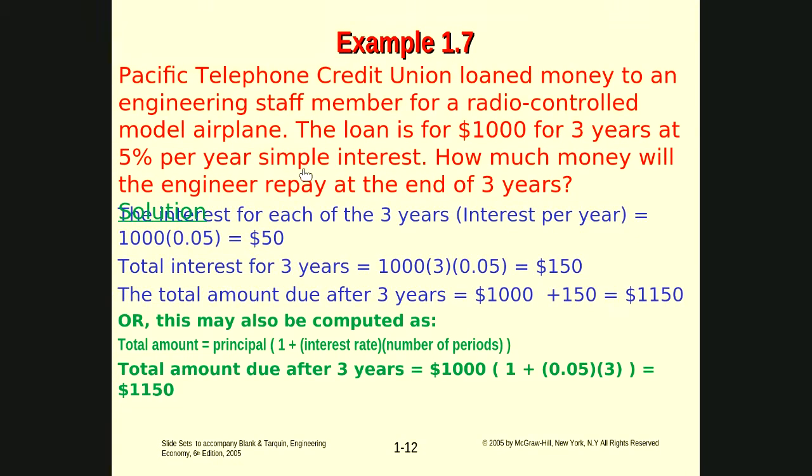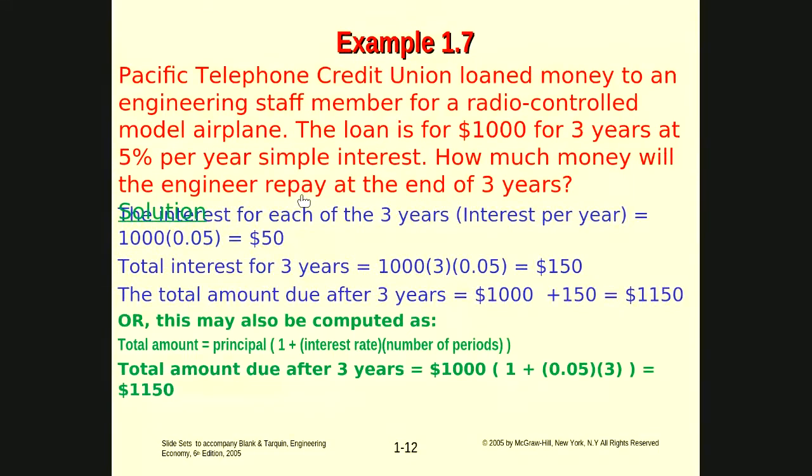The percentage is 5%, and it is a simple interest. The requirement in this question specifically says how much money will be repaid at the end of the 3 years. It didn't say at year 1 or year 2, at the end of year 3, and how much money will be paid, meaning all of it, not only for that year. He said at the end of 3 years, meaning the total, how much it will be paid, including the interest, including the original amount.